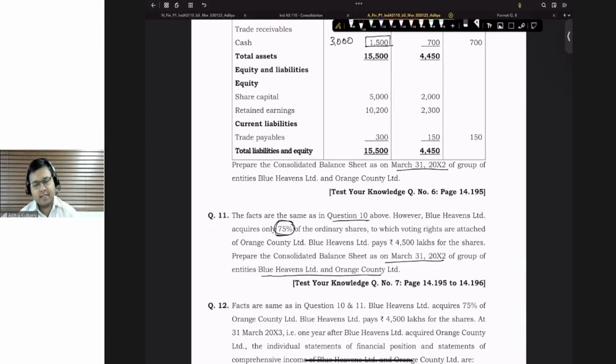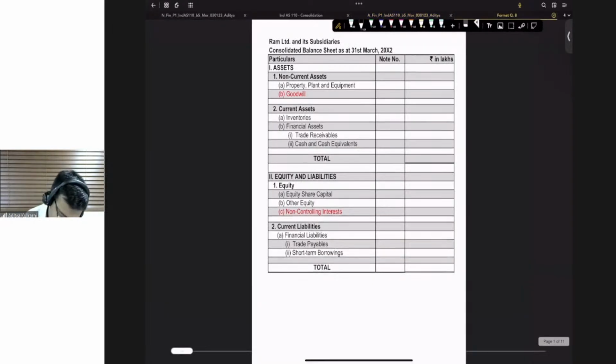10, the balance sheet we pick up. 11, we pick up the facts that say that 75% of the voting rights are acquired. So with that, we shall do the solutions. Okay, just a second.